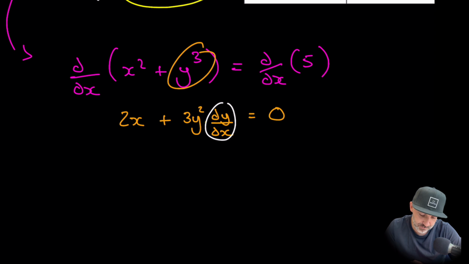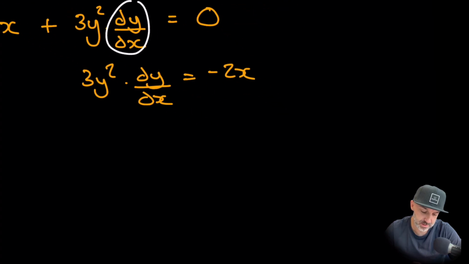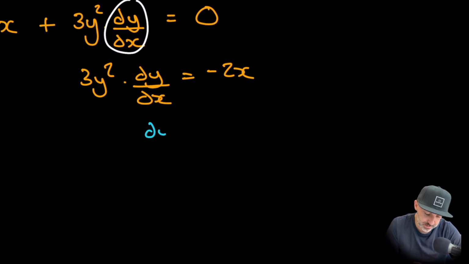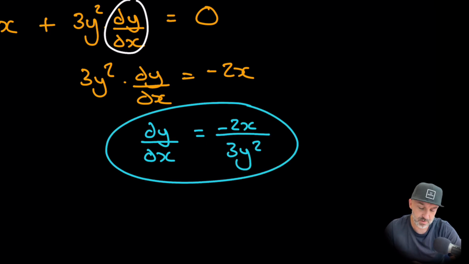Therefore, that would leave us with 3y squared dy by dx is equal to negative 2x. And in this case, you want to get dy by dx on its own because we want to maybe find the gradient at a certain point. So therefore dy by dx is equal to minus 2x over 3y squared. Now this is looking very good because we have an expression now for gradient.